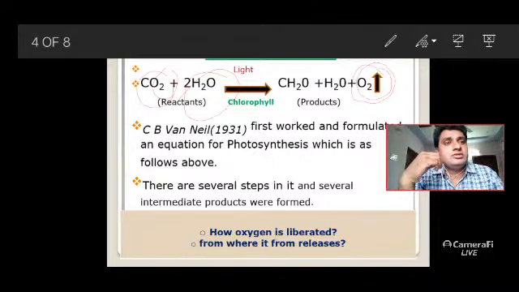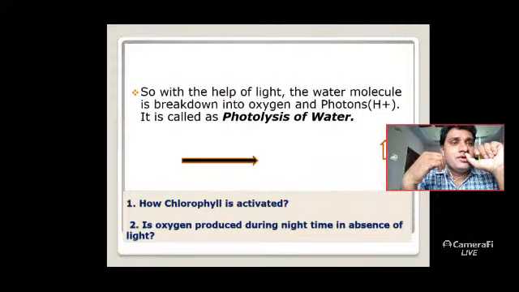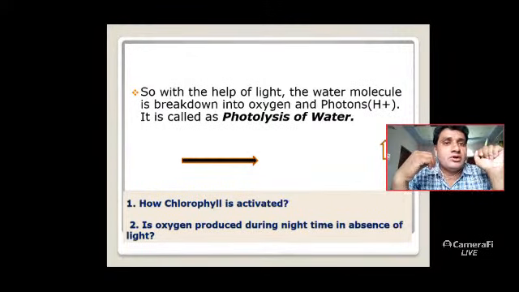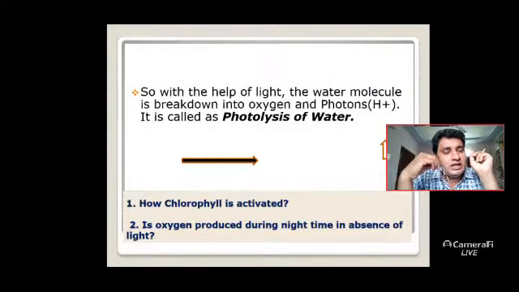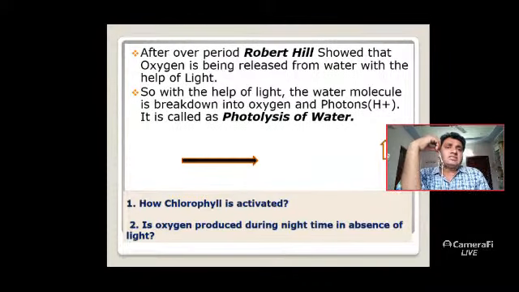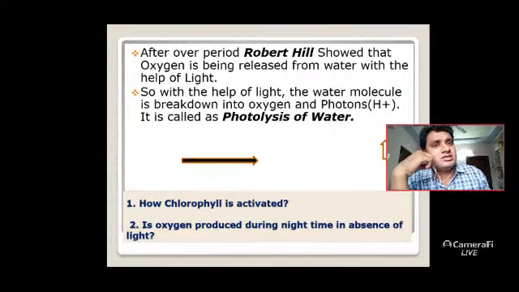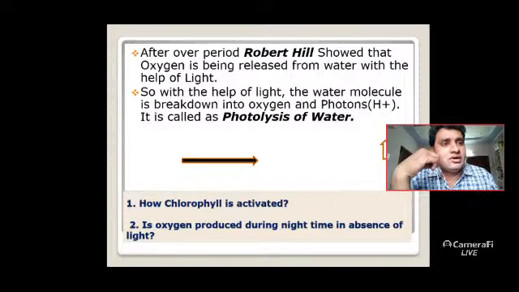If there is no question, we can go to the next slide. How is oxygen liberated? Oxygen is liberated from the water molecule. Water means H2O, that everybody knows. When the H2O molecule breaks down into protons and oxygen in the presence of light, that is called photolysis of water. That is only the first statement. After several experiments by the scientists, particularly Mr. Robert Hill showed that oxygen is being released from the water with the help of light. So oxygen is released from the water with the help of light.